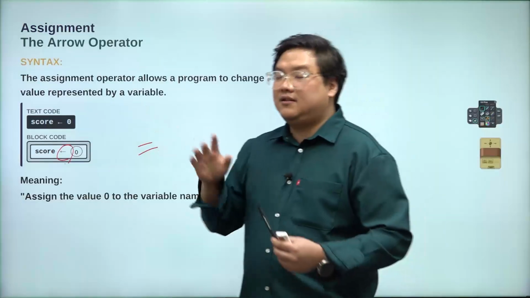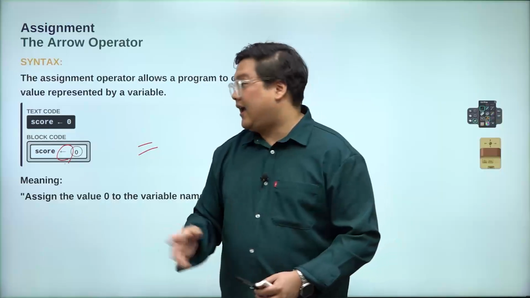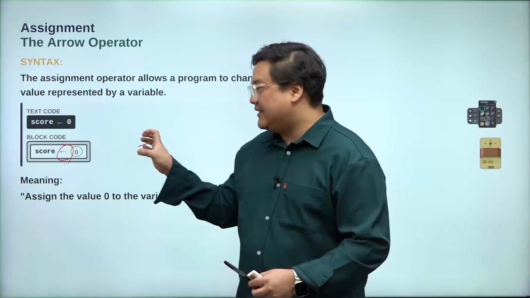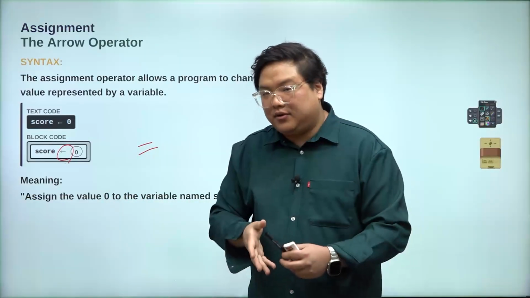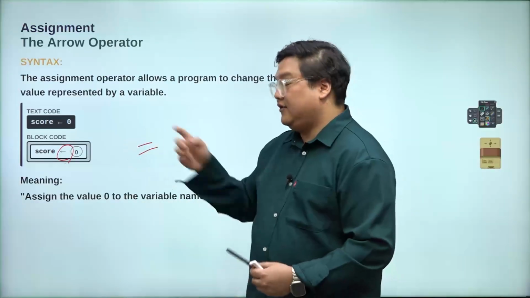So when this happens, inside the computer's memory, a box will be created and labeled with the variable name score, and we're going to put inside the value 0, okay?